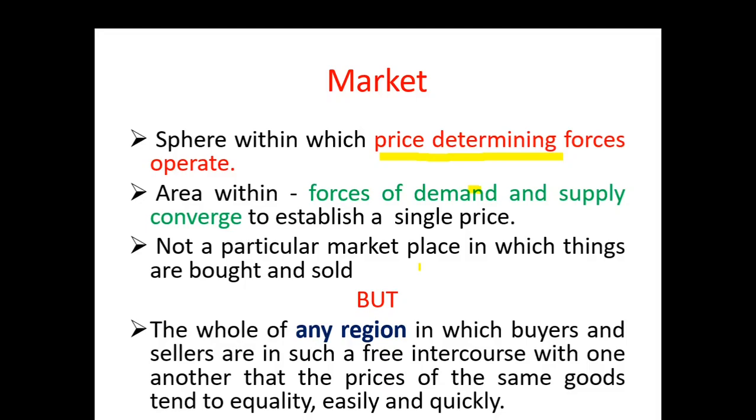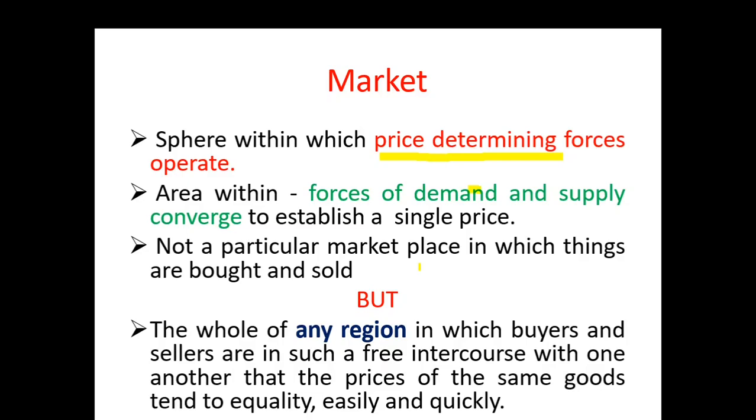That is, we can say regional markets, port markets, and India as a market. We can consider the entire country as a market for IT products, and China as a market for electronic products. So it can be regional buyers and sellers with such intercourse, that means such interactions with one another that prices tend to equate.